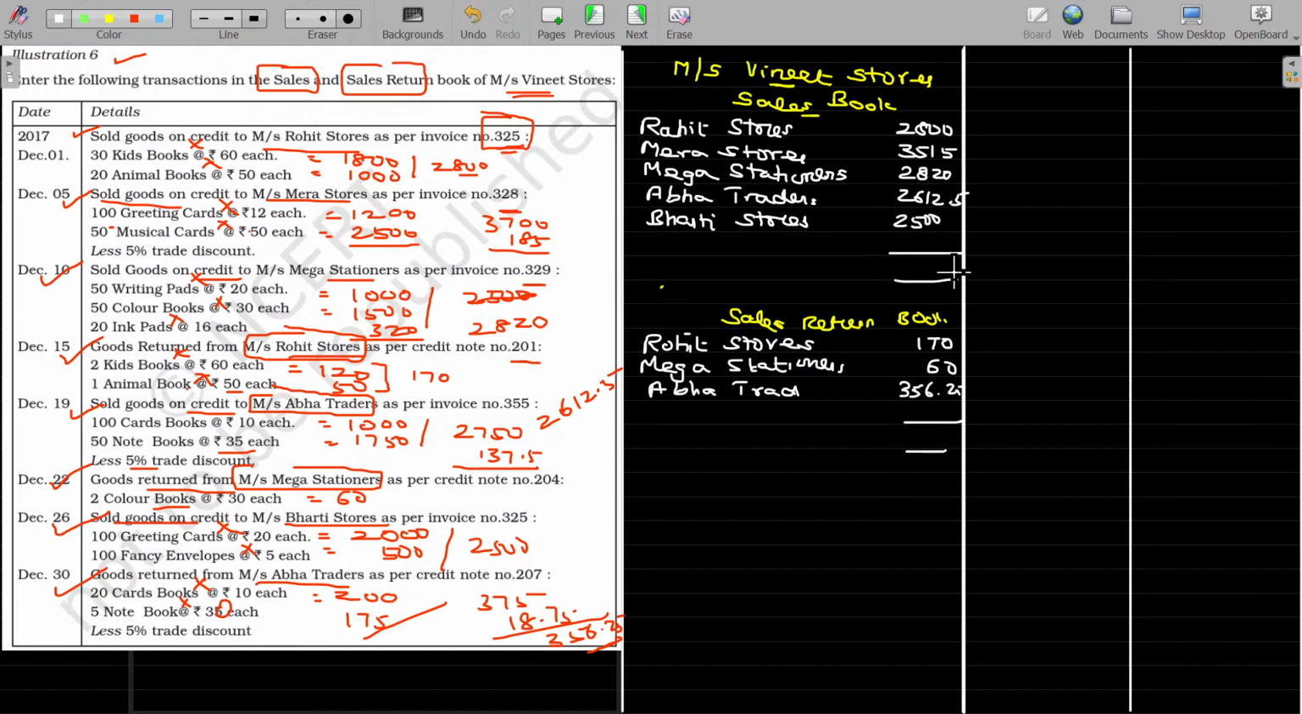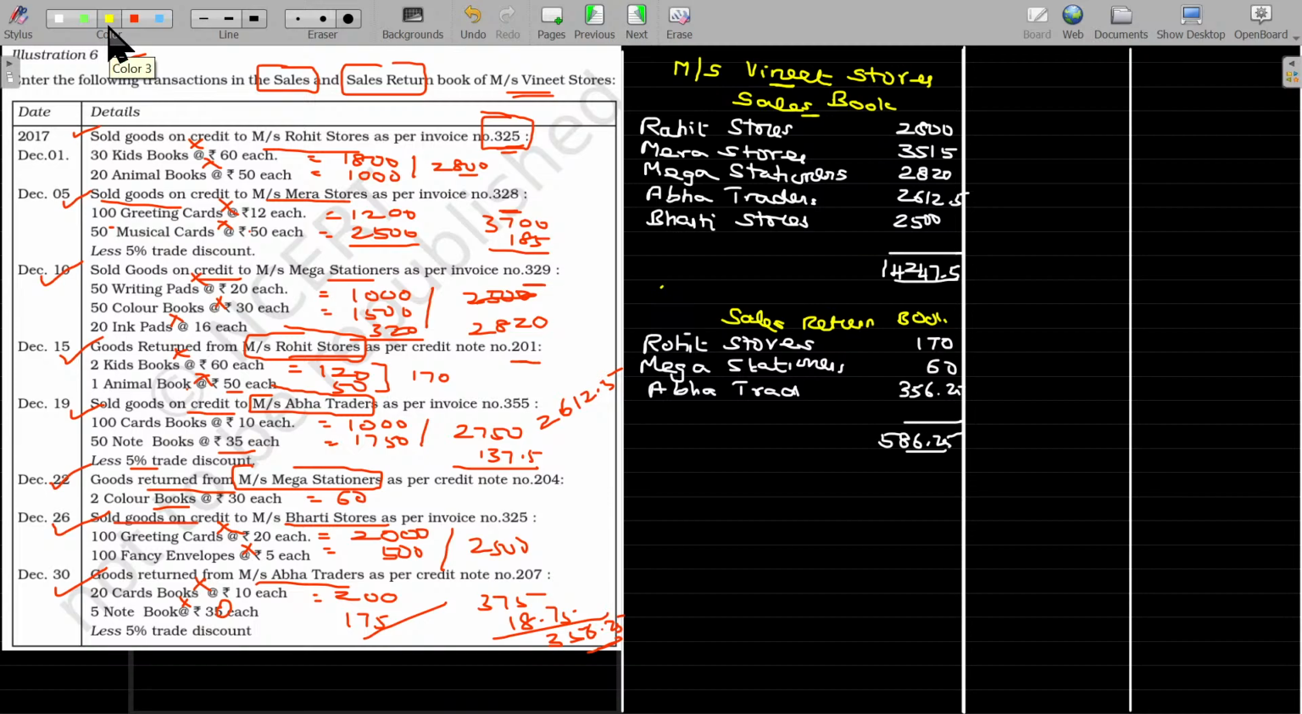Now get the total of these two. Sales book total being 2800 plus 3515 plus 2820 plus 2612.5 plus 2500. How much? This one 14,247.5. Sales return book being 170 plus 60 plus 356.25, that is 586.25.